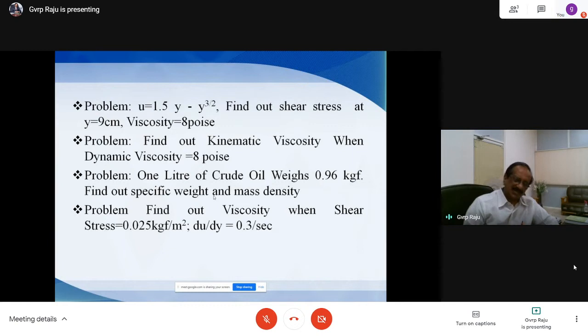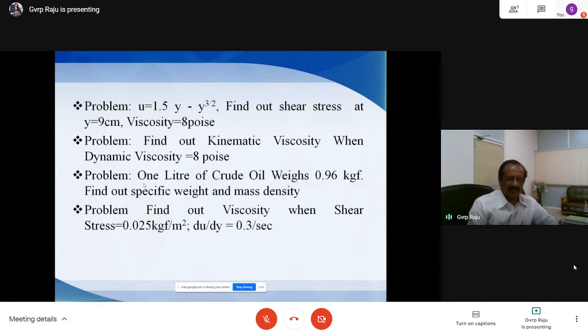Normally for water it is 102 metric slugs per meter cube. For oil like kerosene, obviously the mass density is less because the specific gravity is less. Specific gravity of water is 1. Specific gravity of oil may be 0.8 or 0.9; in this case, it is 0.96. For mercury it is 13.6, and for soil it is 2.61.